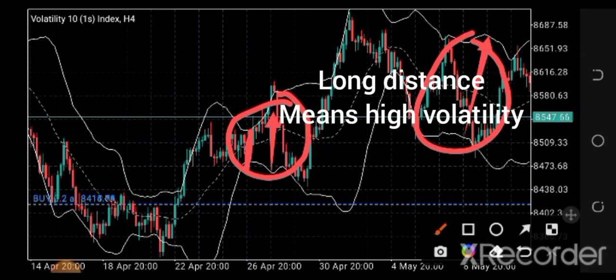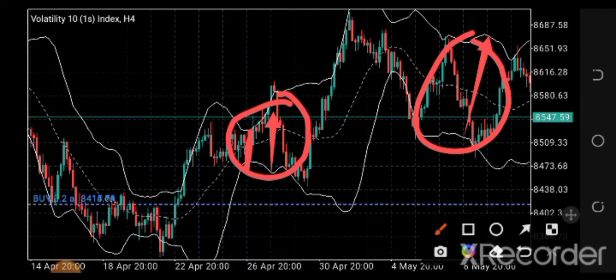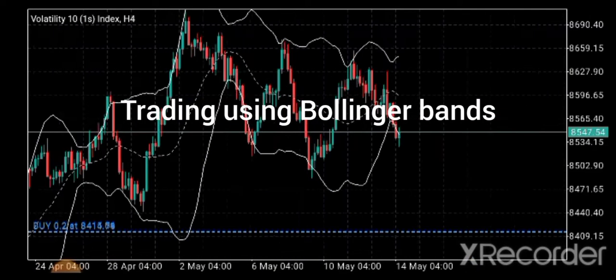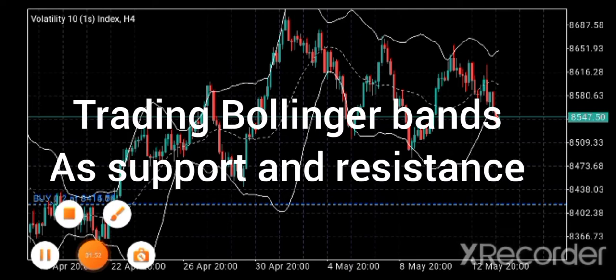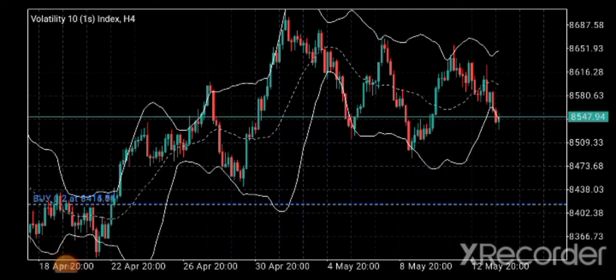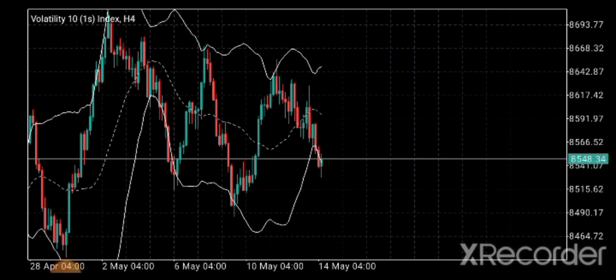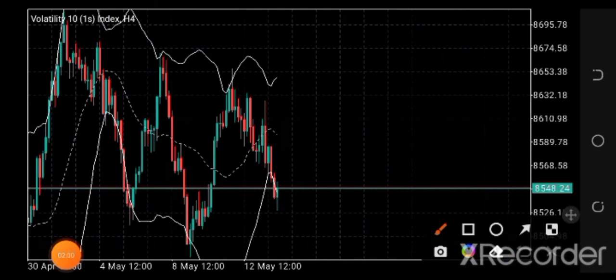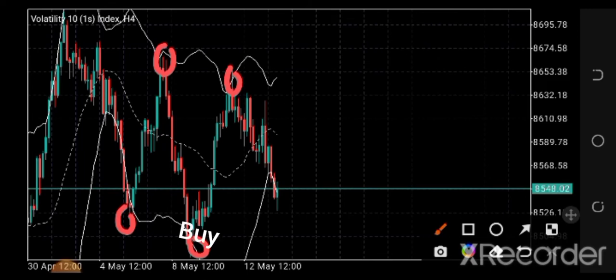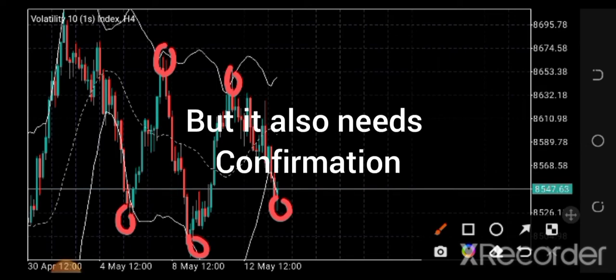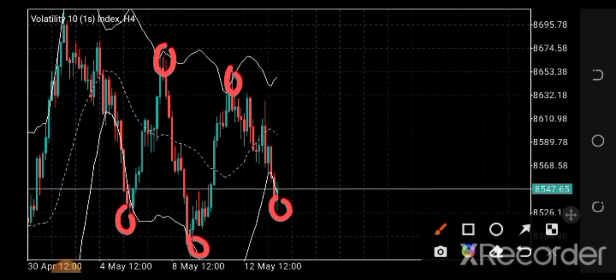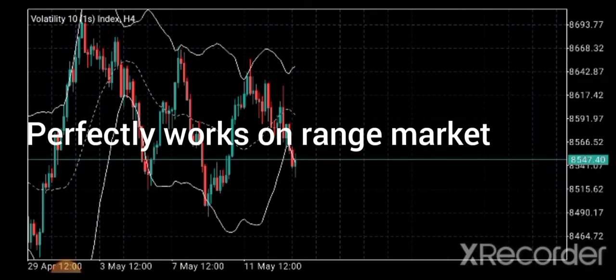Now, how do we trade using Bollinger Bands? Some people use Bollinger Bands as support and resistance, whereby if the market hits the down Bollinger Band, they enter a buy. Then when it reaches up, they enter a sell. When it reaches here, they enter a sell. Here they enter a buy. So as you can see, it looks like it works, but it also needs some other indicators to support it. But it best works on a range market.